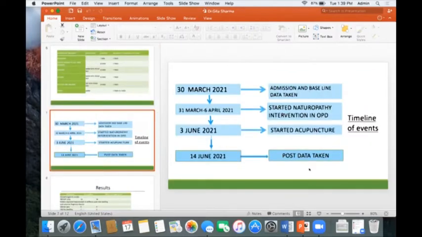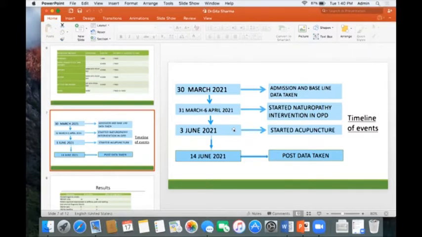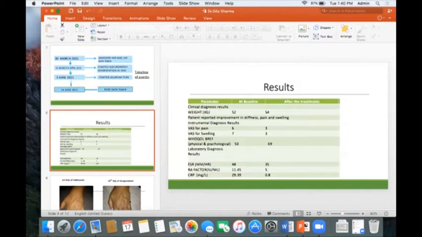So this is our treatment protocol, or the timeline. She came to our hospital on 30th March, where we did the admission or registration, and baseline data was taken. Then from 31st March to 6th April, that is the first week, we started with naturopathy intervention in the OPD. Then there was a 5 weeks follow-up, and she came back to us on 3rd June, and then we started with acupuncture, which was given for 10 days. On 14th June, we took her post data. Then we analyzed.